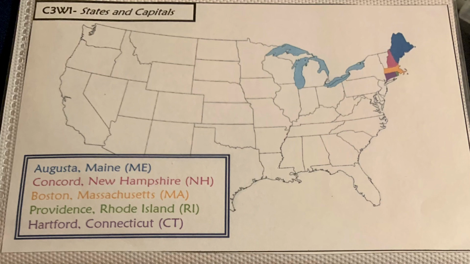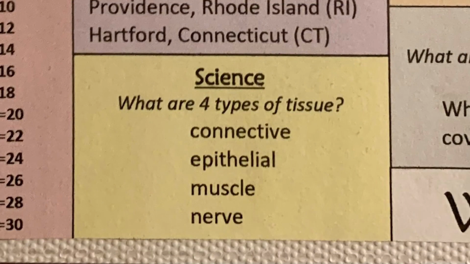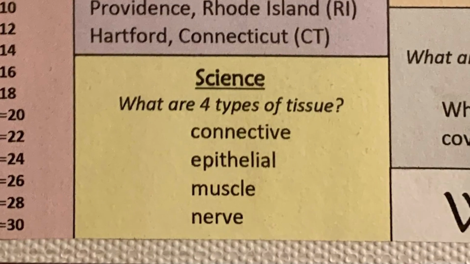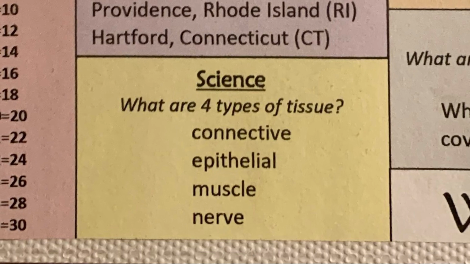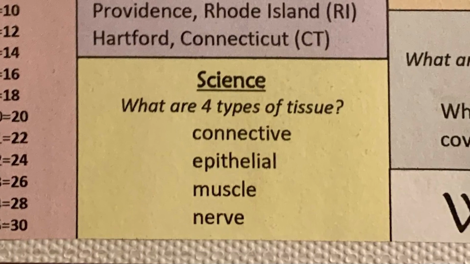Science. What are four types of tissues? Four types of tissues are connective, epithelial, muscle, and nerve.